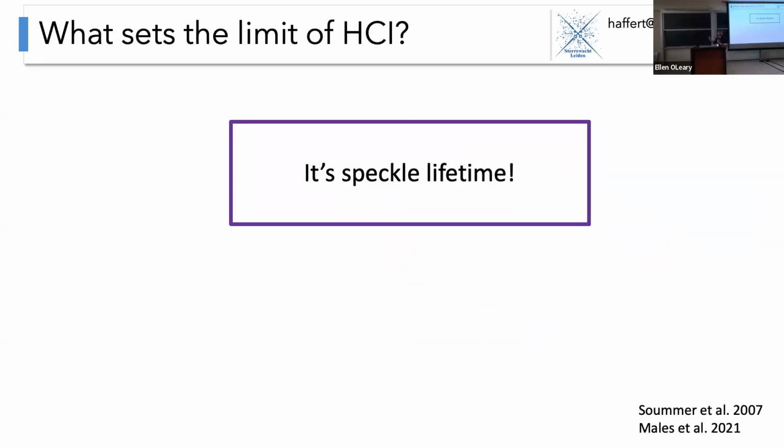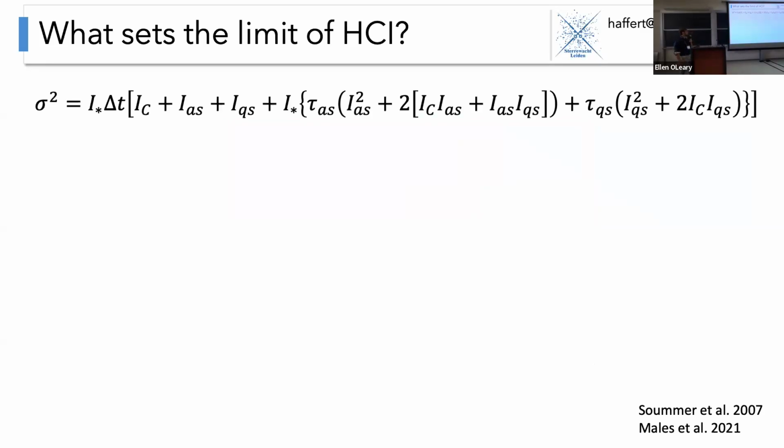So what sets the limits of high contrast imaging? It's this speckle lifetime and the speckle amplitude. So understanding only your amplitudes is not enough. You also need to know how long they will live. So you can actually write down that error budget. So here it is. Yeah, it's pretty intense.